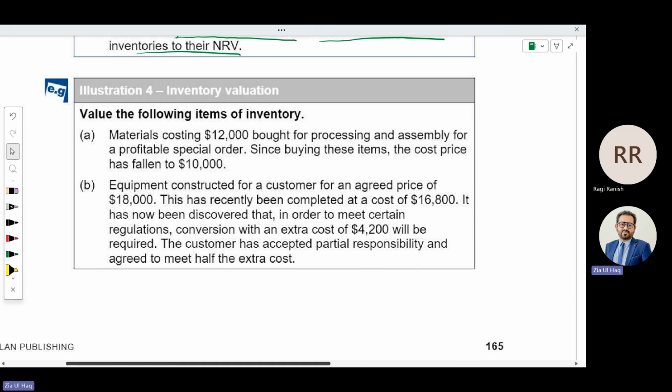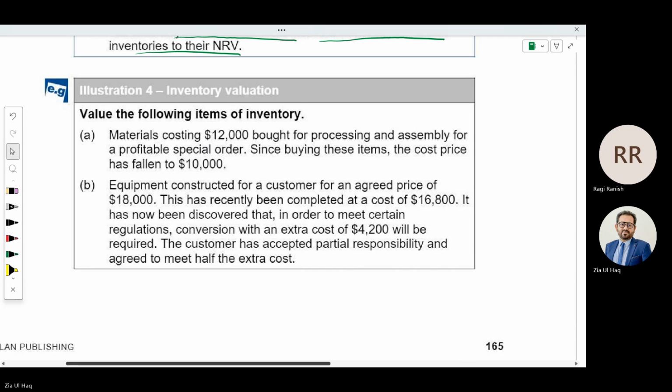Please remember, inventory should be measured at the lower of cost and NRV. NRV means selling price less cost to sell. Selling price means the price at which we can sell the inventory in the market, rather than the price at which we buy the inventory in the market. Selling price doesn't mean fair value.